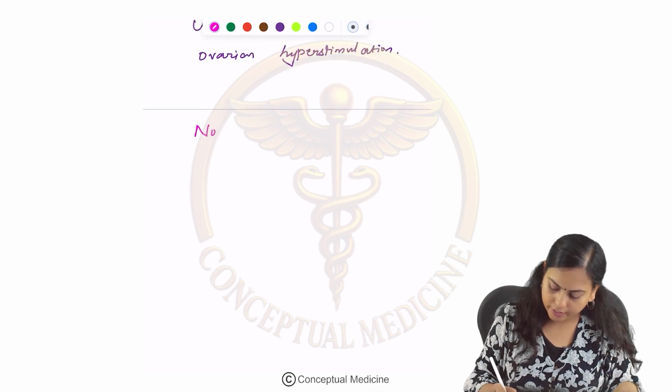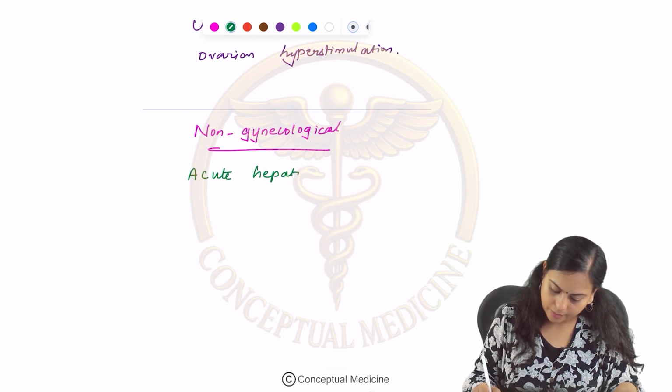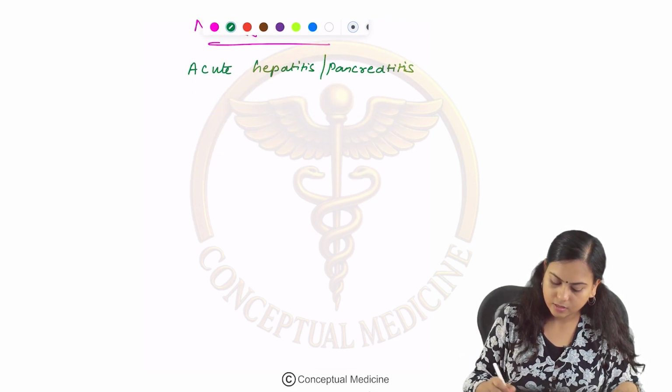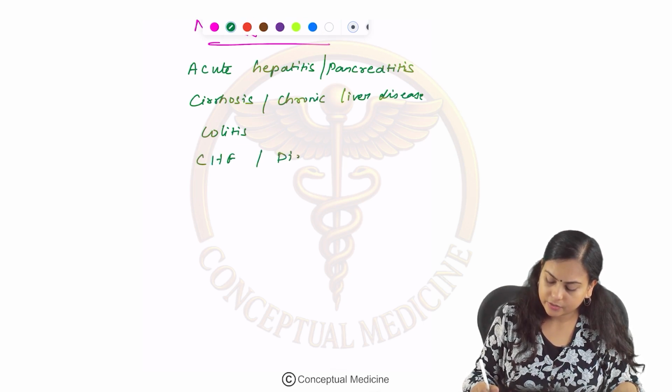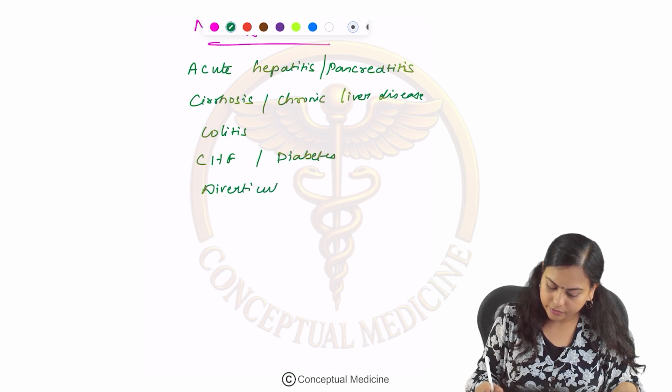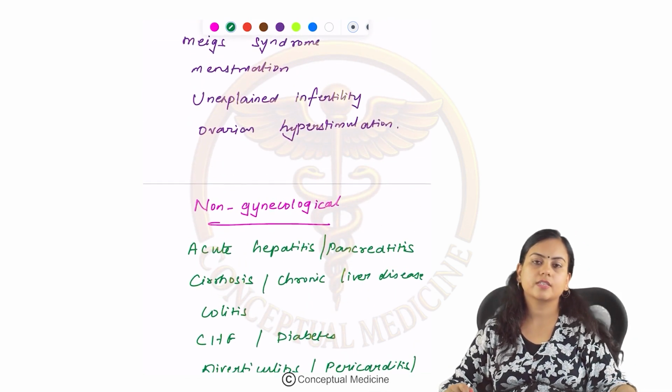And the next one is non-gynecological conditions. So these conditions will include acute hepatitis or pancreatitis, then conditions like cirrhosis, chronic liver disease, colitis, congestive heart failure, diabetes, especially when it is poorly controlled, then diverticulitis, pericarditis, pneumonia, likewise, etc. So many conditions you have. These are some of the conditions where CA125 can be raised, right?